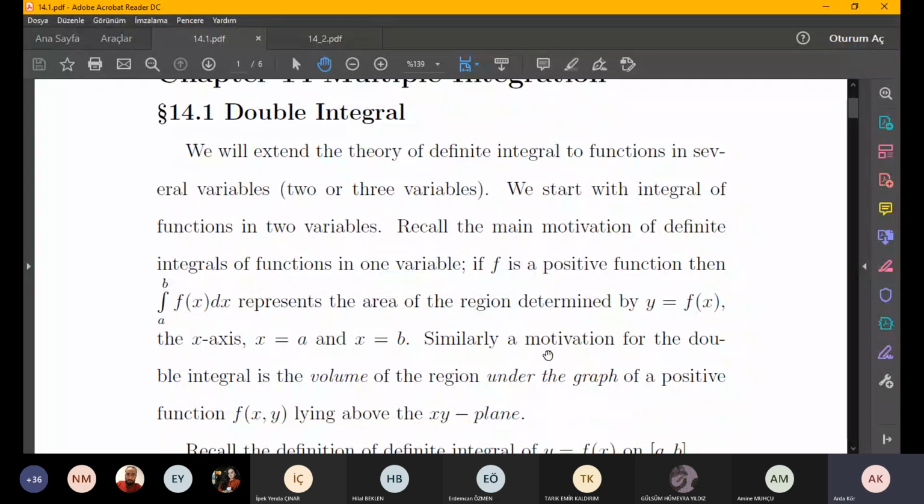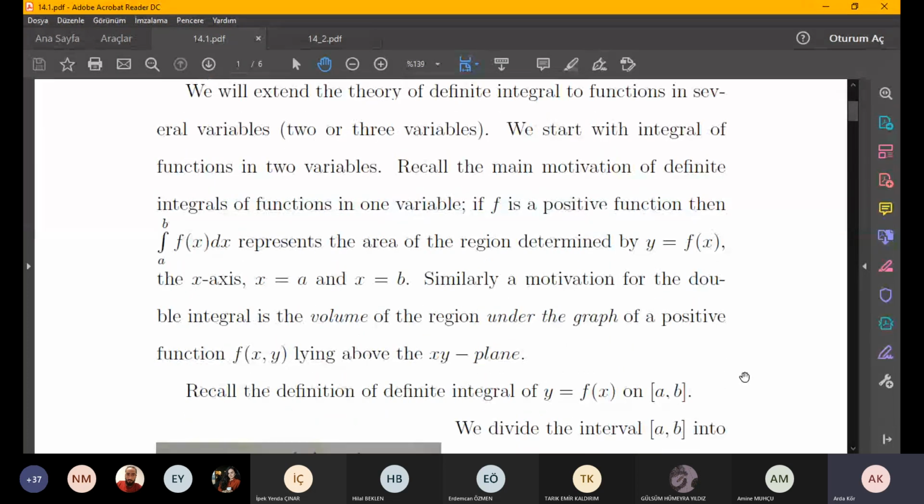definite integration for one variable functions, and now we will extend the theory of definite integral to functions in several variables. So we generally deal with functions with 2 or 3 variables, and we start with integration of functions in 2 variables here in this chapter and the second one. And we will recall the motivation here again of definite integral of one variable functions.